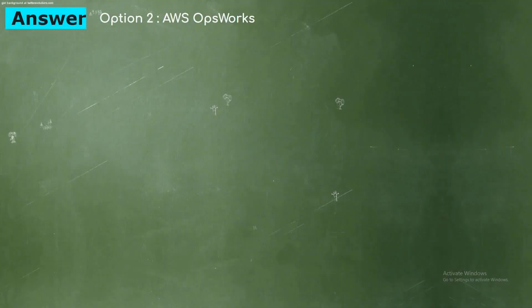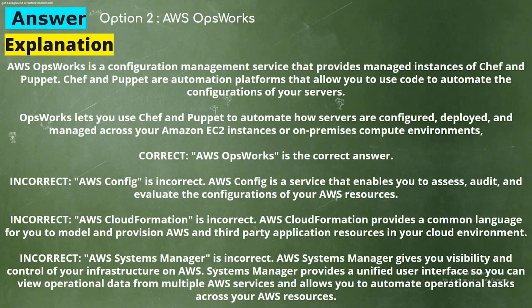AWS OpsWorks. Explanation. AWS OpsWorks is a configuration management service that provides managed instances of Chef and Puppet. Chef and Puppet are automation platforms that allow you to use code to automate the configurations of your servers. OpsWorks lets you use Chef and Puppet to automate how servers are configured, deployed, and managed across your Amazon EC2 instances or on-premises compute environments. Correct. AWS OpsWorks is the correct answer.